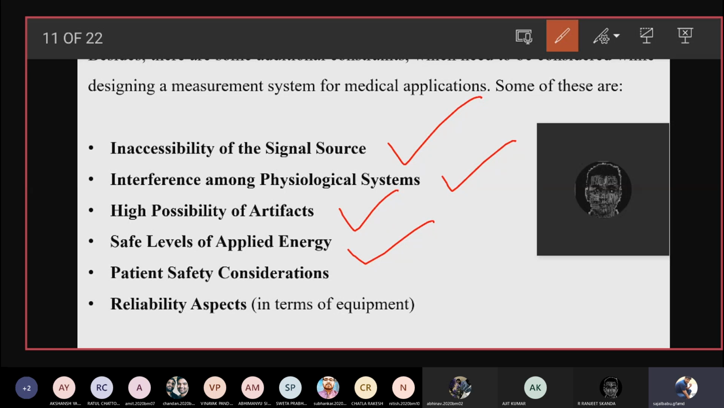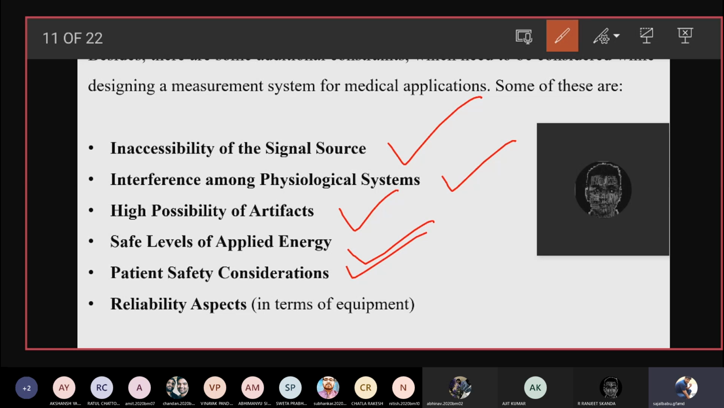That's the reason why X-rays will not be applied above a threshold limit. You are not going to have the intensity above some particular limit. The reason for that is the safety of the person. So this is one of the patient safety considerations.